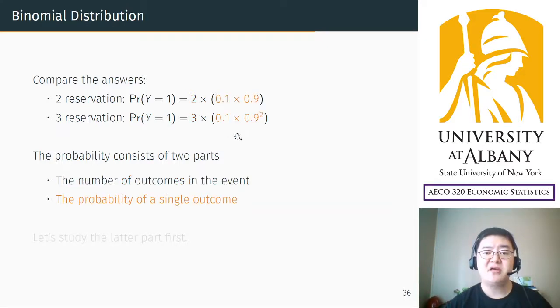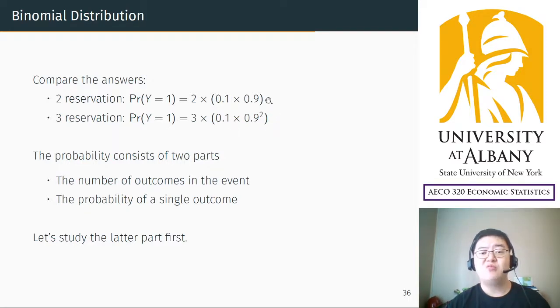And the second part is the probability of a single outcome. In each case, when you know who canceled, this is the probability. For a single combination, the probability is the same no matter who canceled. So we are going to study the latter part first, and then we will come back to how these numbers will change when things get more complicated.